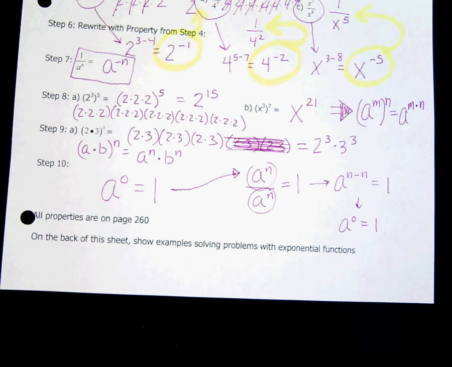Turn to page 260. It should be on the back of page 259, in case you didn't know that. And all the properties are pretty much laid out there for you. So study those, look at those. We're going to do some examples together that deal with these.